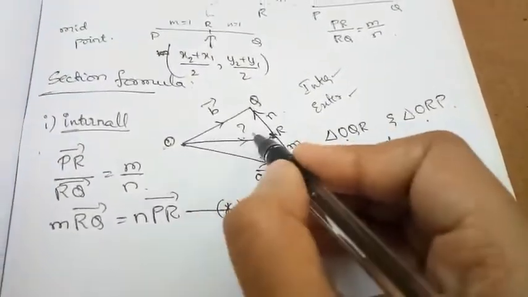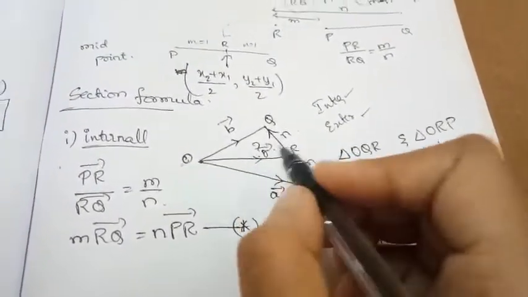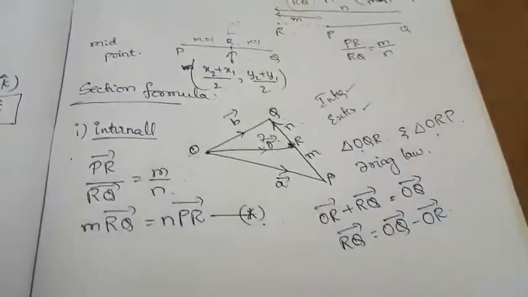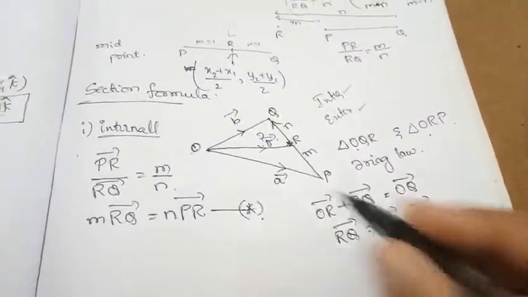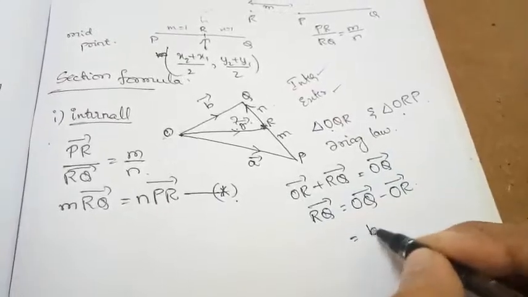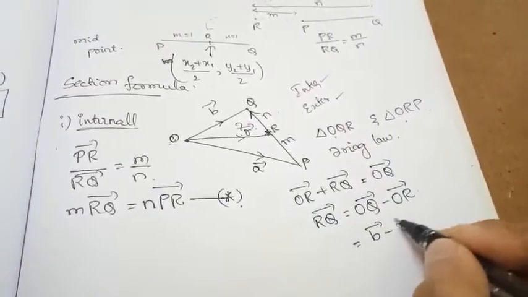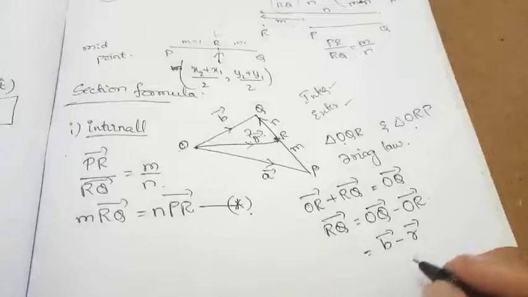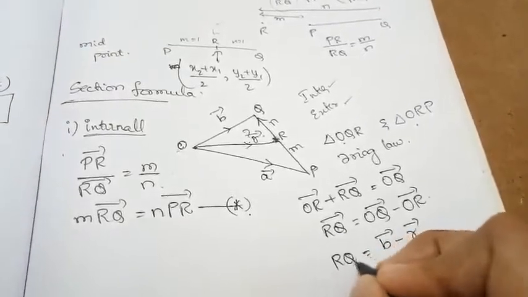I will call vector OR as vector R, because the main thing is we need to find vector R. What is vector OQ? It is nothing but vector B. What is vector OR? It is nothing but vector R. So we got the value of vector RQ.